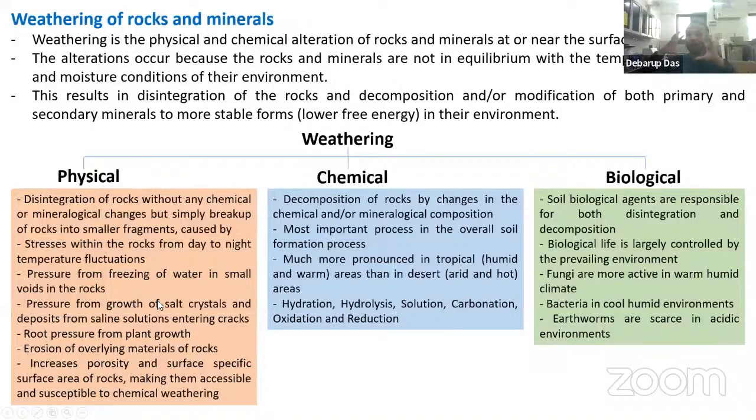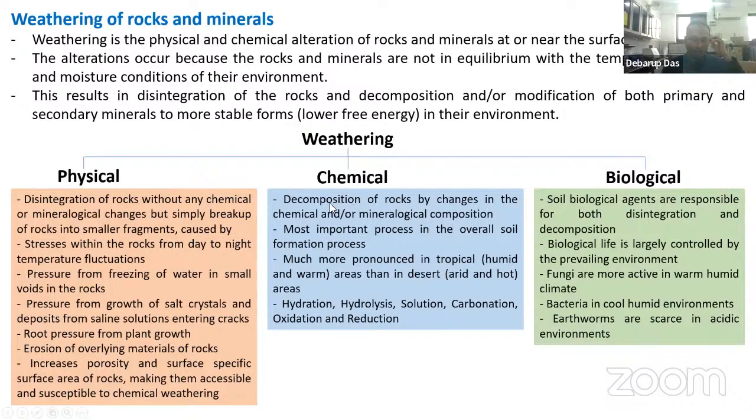So if the rocks are broken down into pieces without changing their mineralogical or chemical composition, it is physical weathering or disintegration. Chemical weathering is when there is a change in the mineralogy or chemical composition due to some chemical reactions.